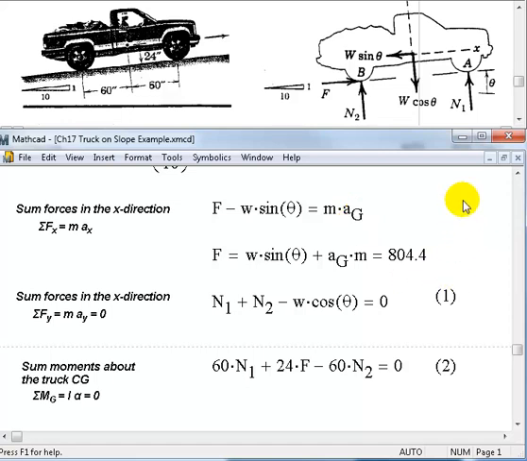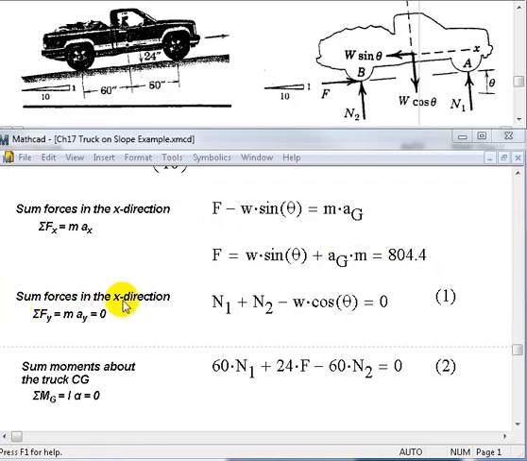Okay, and taking this equation and solving it for the unknown friction force, because we know W, we know theta, we know the mass, we know the acceleration. This is a one equation, one unknown problem, so we can isolate the friction force and solve for a friction force of 804.4 pounds. Okay, so one equation, one unknown here.